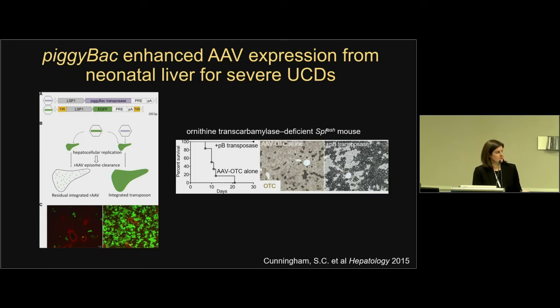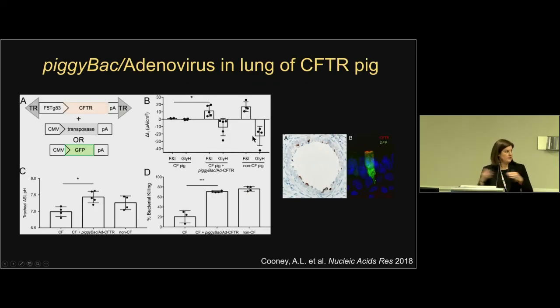They were able to get these mice, which have an ornithine transcarbamylase deficiency, to survive, when all of them die at about day 10 to 20 without that treatment. Similarly, people have combined piggyBac with adenovirus and shown that there's a significant effect in the lung of CFTR pigs. This is showing the correct localization of the CFTR transgene in red, and also a really high percent bacterial killing with piggyBac versus without.